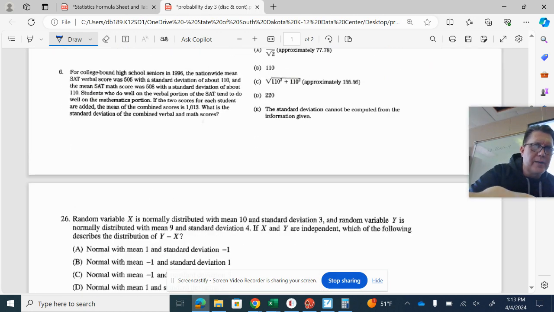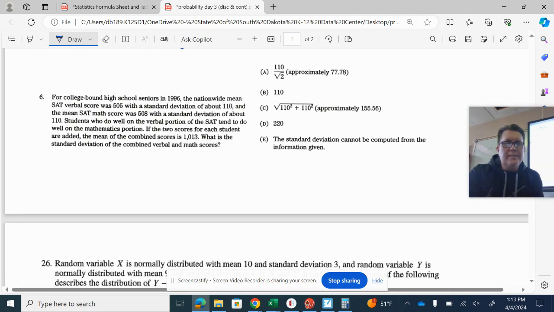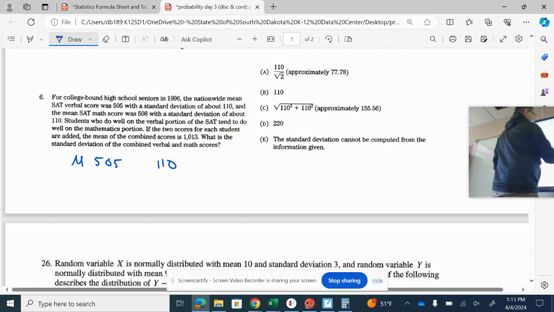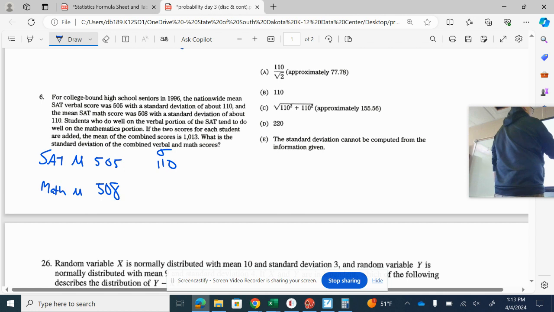I'm going to make it a little bigger. For college-bound high school seniors in 1996, the nationwide mean SAT verbal was 505, with a standard deviation of about 110. The mean SAT math was 508, with a standard deviation of about 110, the same standard deviation.